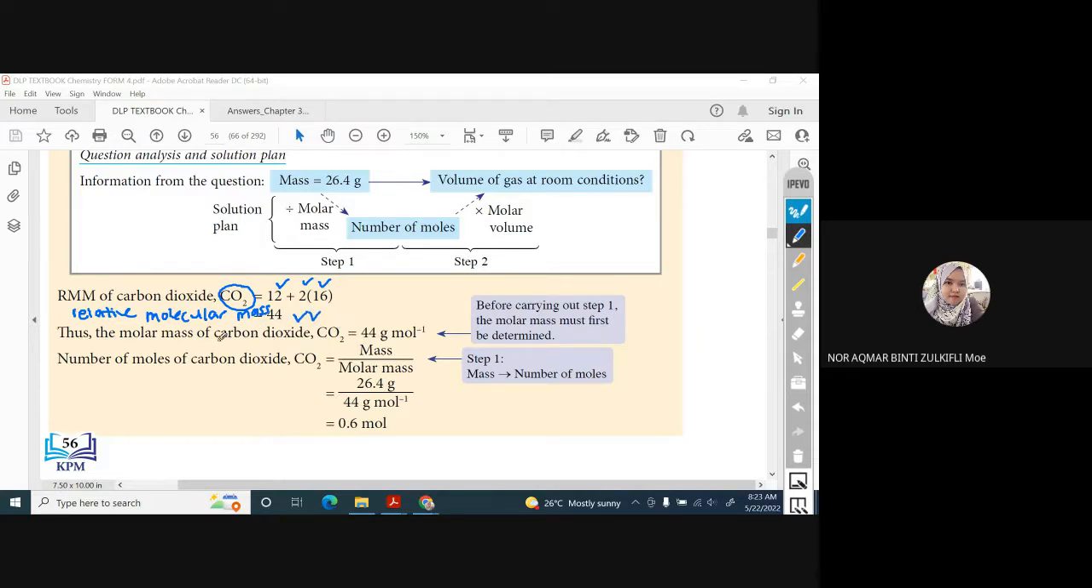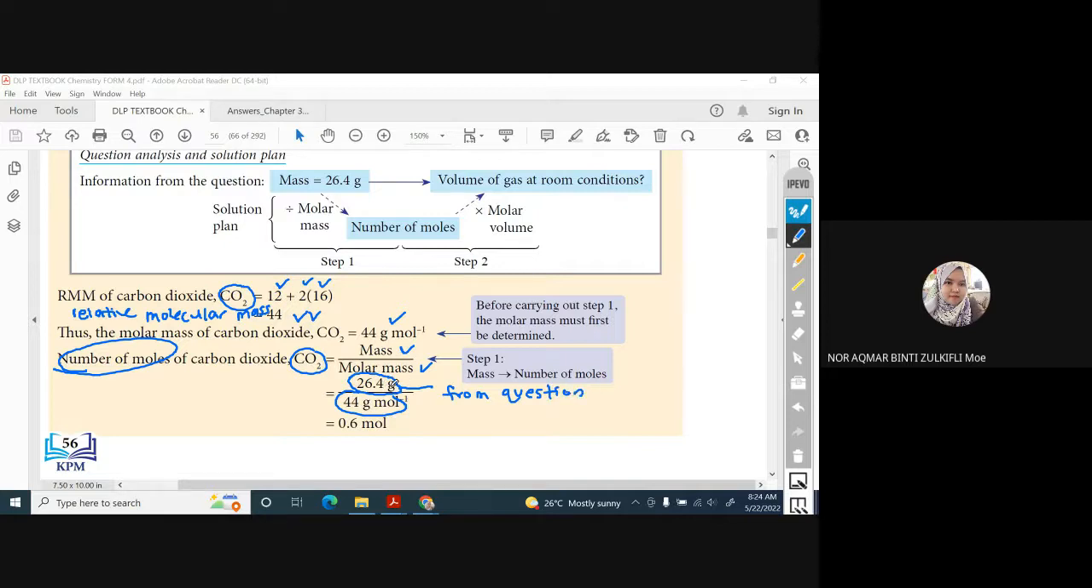Okay, so since we have molar mass 44, we can find the number of moles of carbon dioxide because the formula is mass over molar mass. This is mass from the question. This is molar mass from the RMM, relative molecular mass, where you total up the CO2. This one is from the question. Don't be confused, because this is a new term for you. It is normal to be confused the first time.